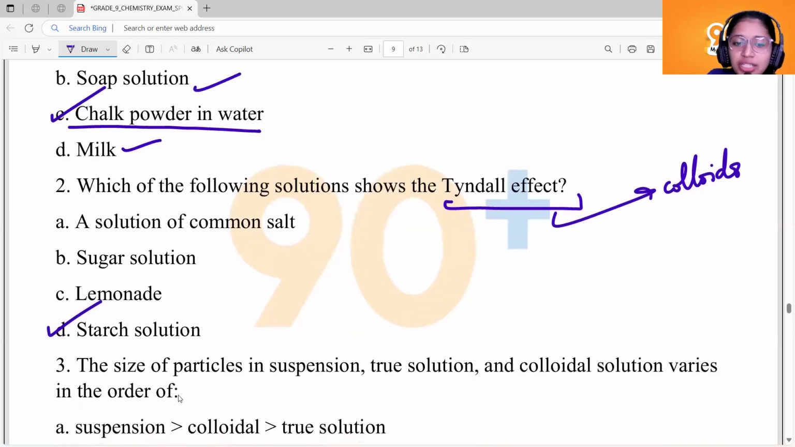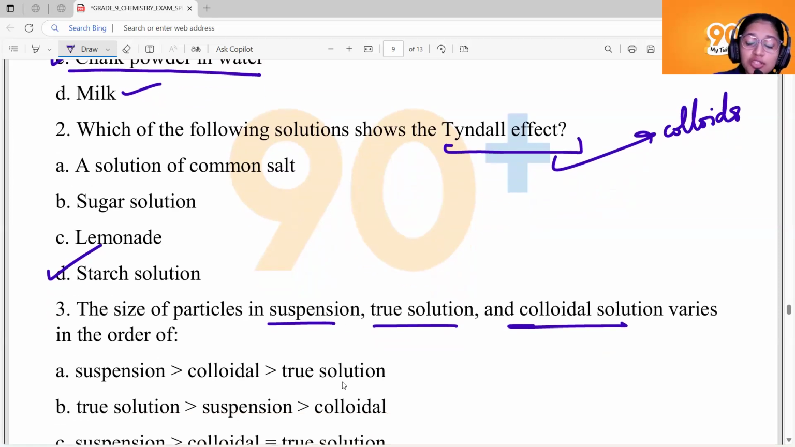Size of particles in suspension, true solution and colloidal solution varies in the order of what? What do you think? You have suspension, true solution and colloidal solution. The size of particles in suspension is the largest, followed by colloid and finally true solution. Okay, so option A is the correct answer. Suspension has the largest particle, then colloid, followed by true solution with the smallest particles in the lot.